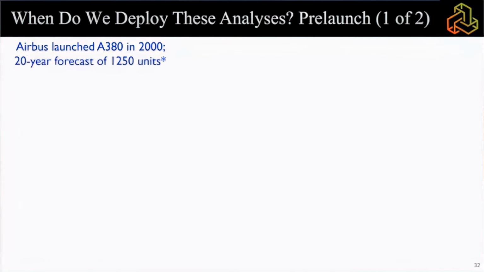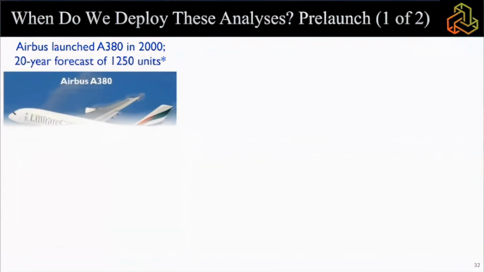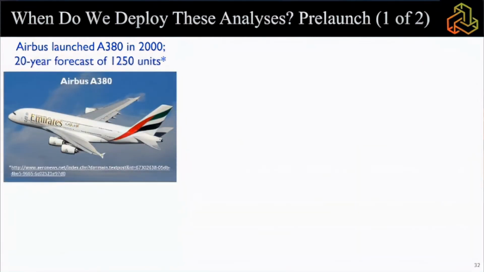So the Airbus people in Europe in 2000 had a 20-year forecast of 1,250 units. If you wanted to check that out, you can find it here. They said we're going to sell 1,250 of these units. Now, the way Airbus justified this, as many commercial entities do, is they basically did some analyses on cost per seat mile, what people are paying for seats now, what they would be paying in the future, to try to figure out what the added value of that would be.